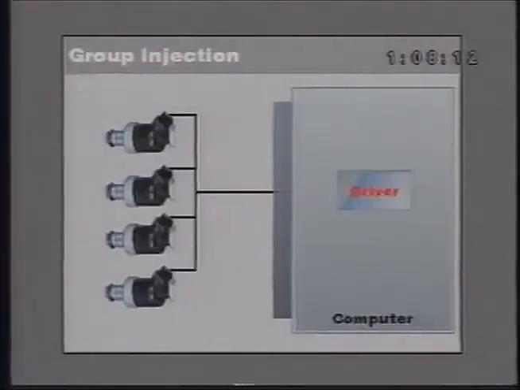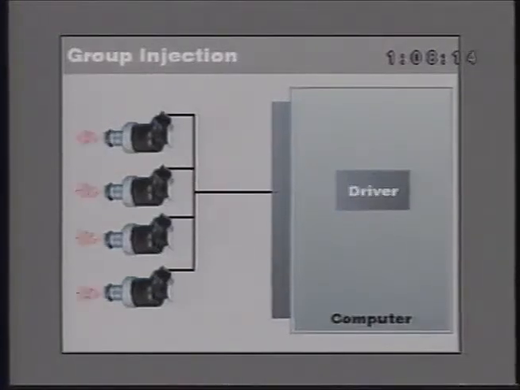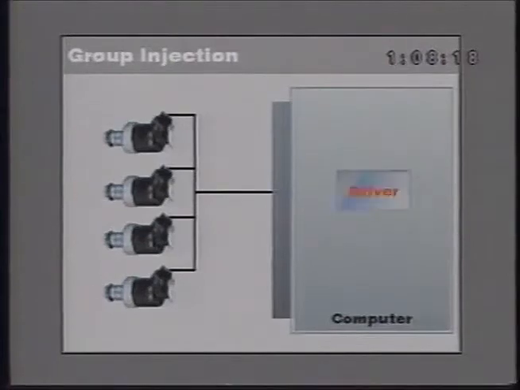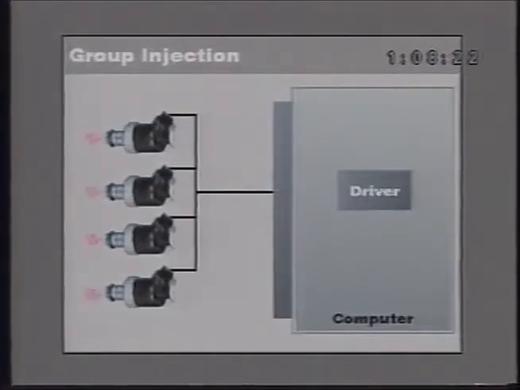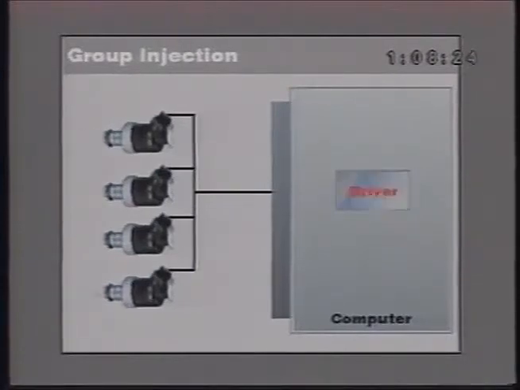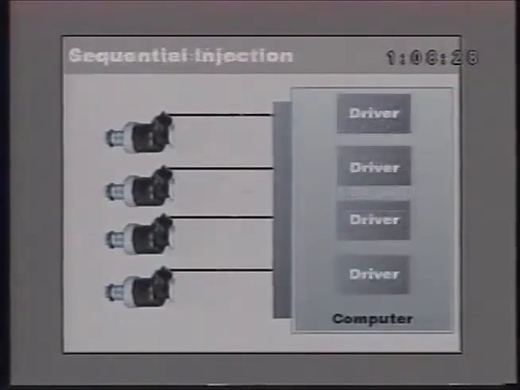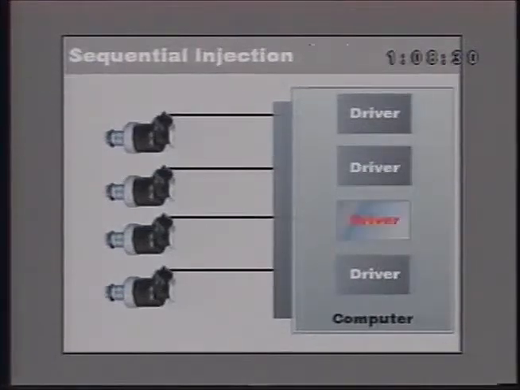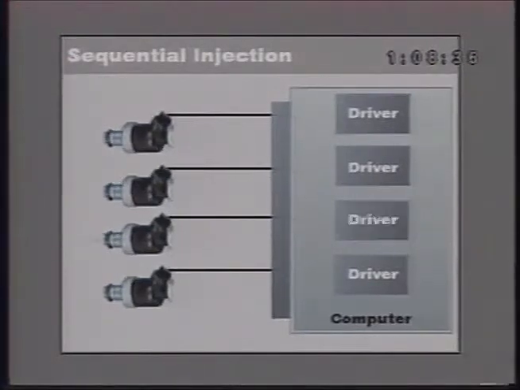To isolate the problem, you must know which injection system you're working on. With group injection, each driver in the computer fires more than one injector. Either a faulty injector or bad driver can disrupt the waveform for all of the injectors in that group. On sequential or throttle body injection, each injector has its own driver in the computer. You must check each injector's waveform individually.